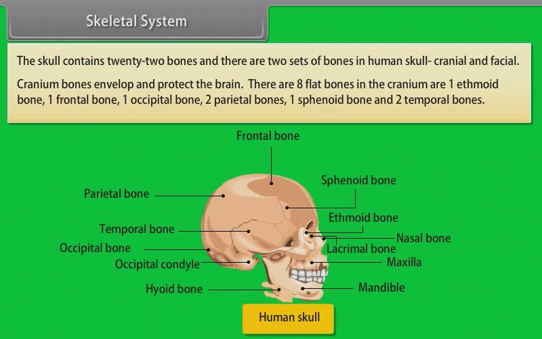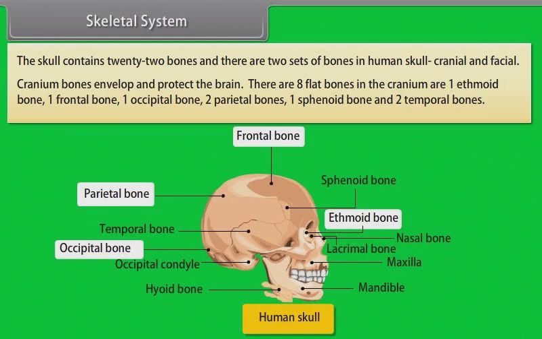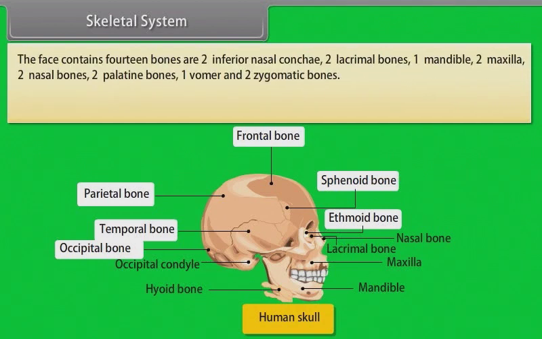There are 8 flat bones in the cranium: 1 ethmoid bone, 1 frontal bone, 1 occipital bone, 2 parietal bones, 1 sphenoid bone, and 2 temporal bones. The face contains 14 bones: 2 inferior nasal conchae, 2 lacrimal bones, 1 mandible, 2 maxilla, 2 nasal bones, 2 palatine bones, 1 vomer, and 2 zygomatic bones.